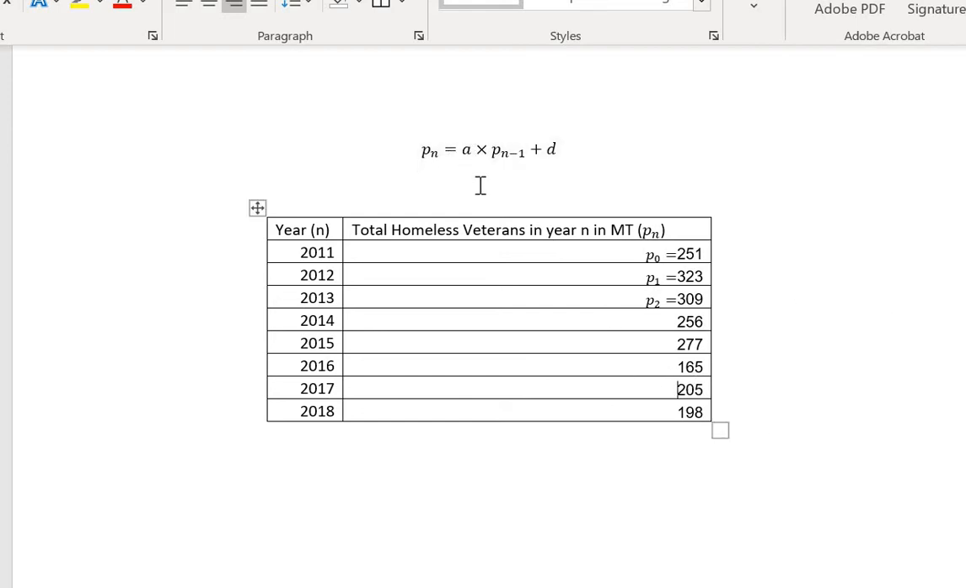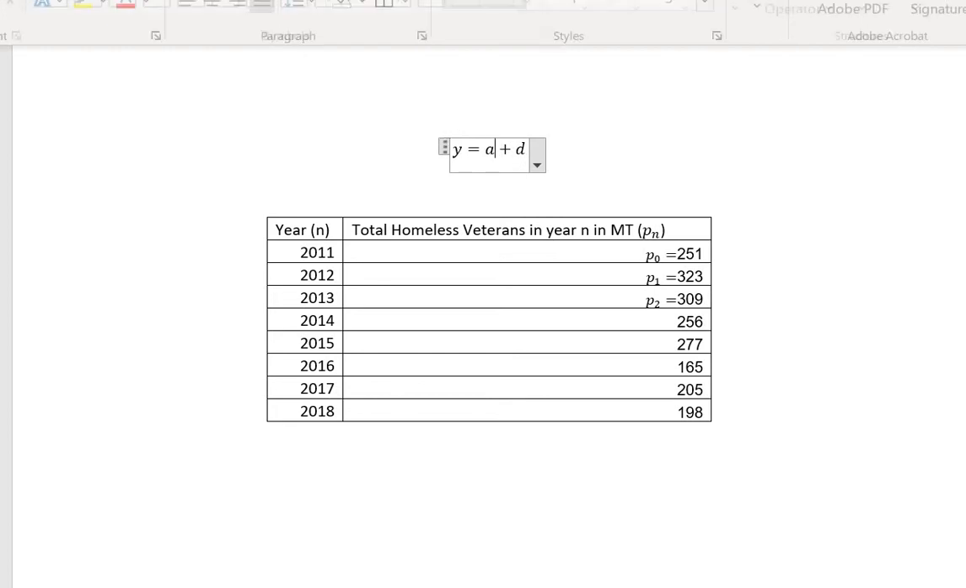I'm going to take this DDS, this linear discrete dynamical system, and I'm going to replace this P sub n with a y and a P sub n minus 1 with an x. Let me put this a times x back in. Well, it doesn't quite look like it, but that's the equation of a line with the a being m, the slope, and the d being the y-intercept.